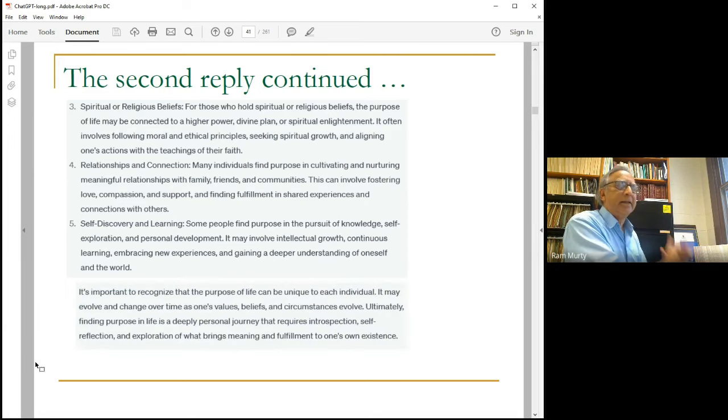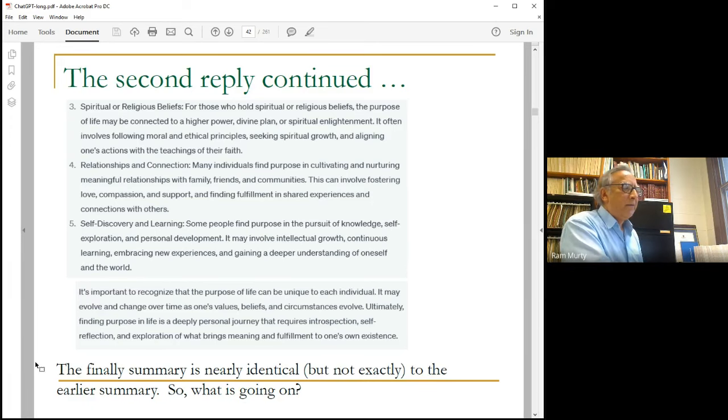So then finally, the disclaimer. It is important to recognize the purpose of life can be unique to each individual. It evolves and changes over time. Ultimately, finding purpose is a deeply personal journey and requires introspection and reflection, exploration of what brings meaning and fulfillment to one's own existence. So the final summary is nearly identical, but not exactly the same as the earlier summary. So what is going on?